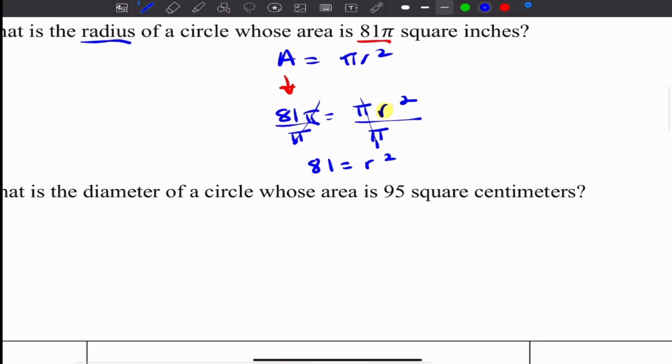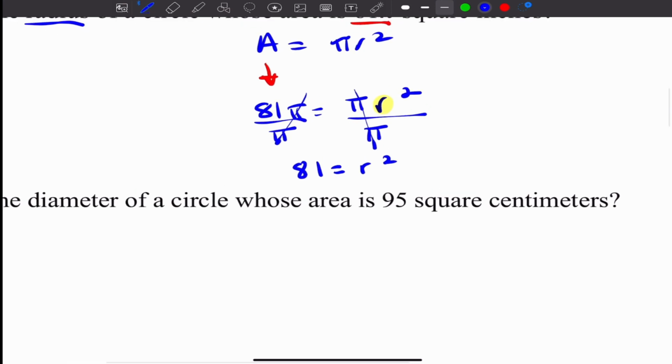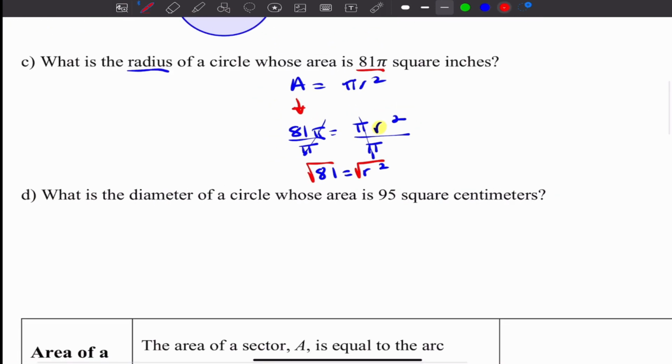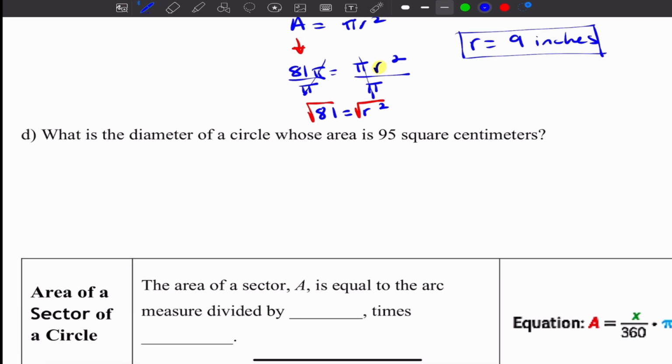Now, r squared, when you have a variable raised to the second power, what do you have to do on both sides to get the variable alone? Well, you're going to take the square root on both sides. So your radius is equal to 9. So the radius is equal to 9 inches, and that's your answer. D, what is the diameter of a circle whose area is 95 square centimeters? Okay, so for this problem here, you need to find what the radius is. So find the radius and then multiply by 2.